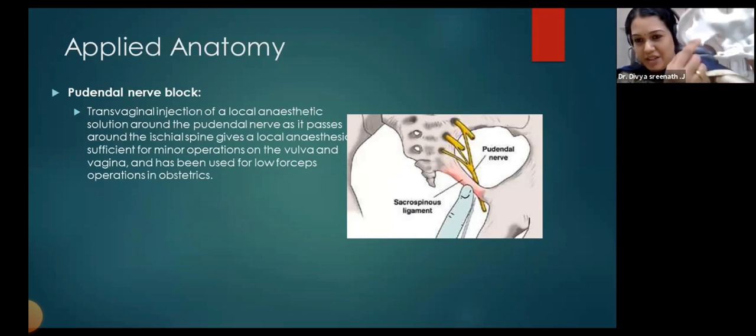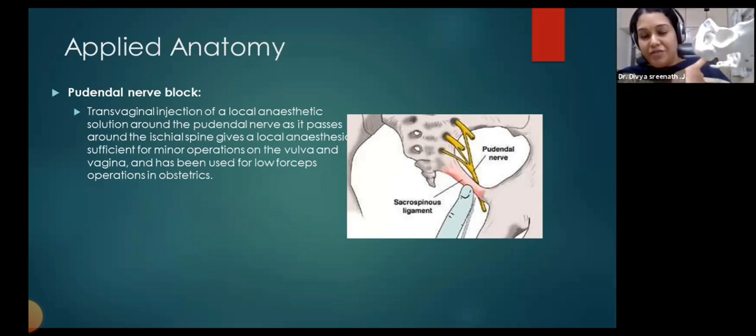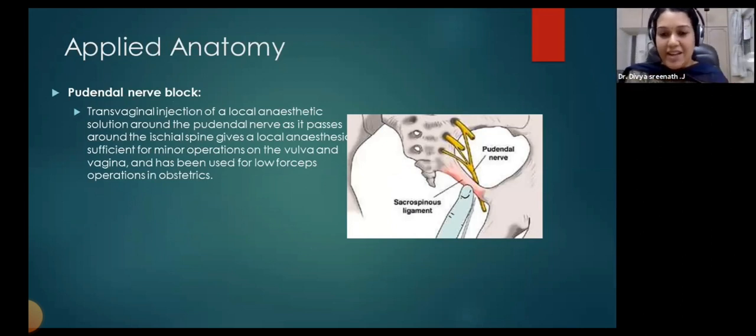You can easily see this. If you're doing a PV, you can easily feel the ischial spine on the lateral aspect. So this is the ischial spine. From the ischial spine, a little lateral, you can feel the sacrospinous ligament also, some tendon-like structure. If you're applying pressure, you can feel a tendinous rigid structure.